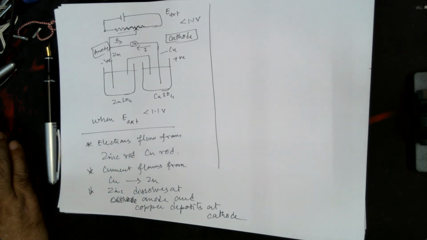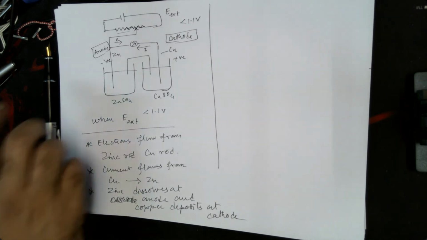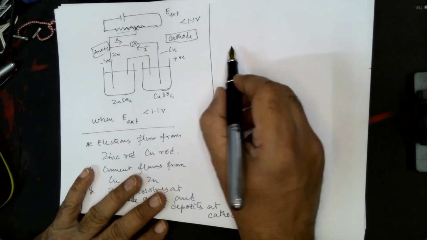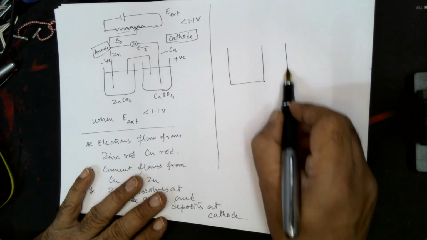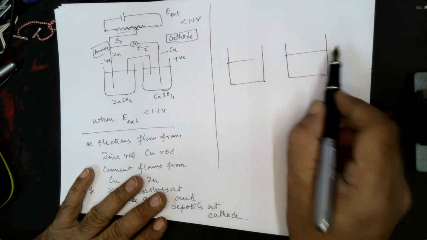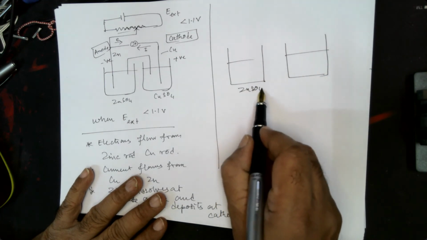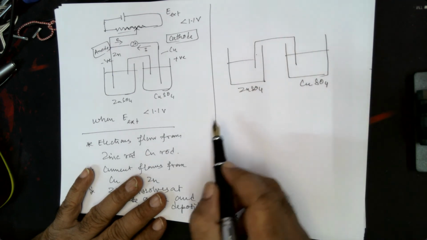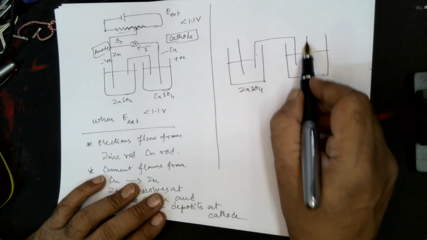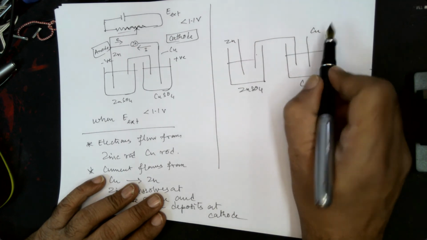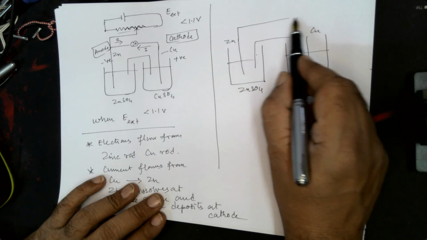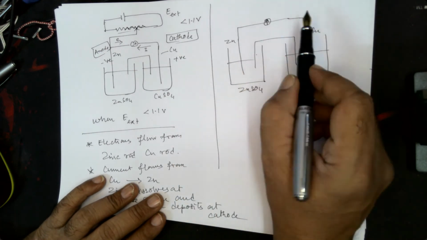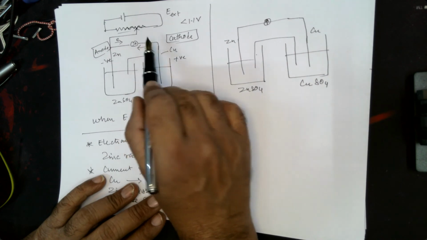Now let us take the next case. What I am doing is keeping the external voltage equal to 1.1, right? So again the same setup. So this is the electrolytic bath. So you have zinc sulfate bath, copper sulfate bath, and they are interconnected by the salt bridge. You are keeping two electrodes. One is a zinc electrode, another is copper electrode. They are connected through the galvanometer like this, or voltmeter, in order to measure the voltage.